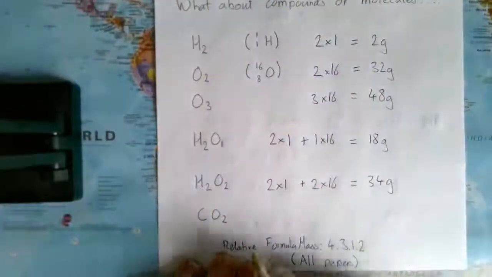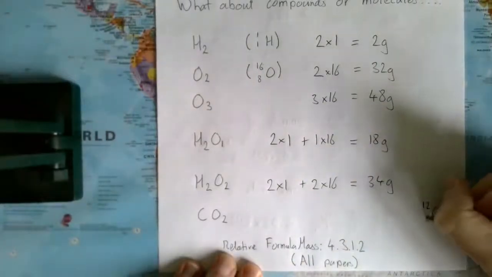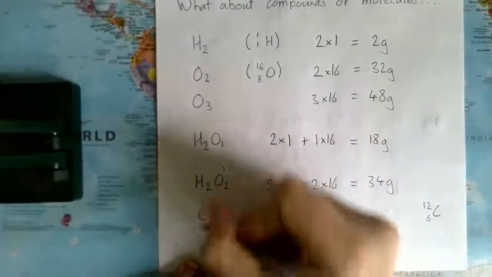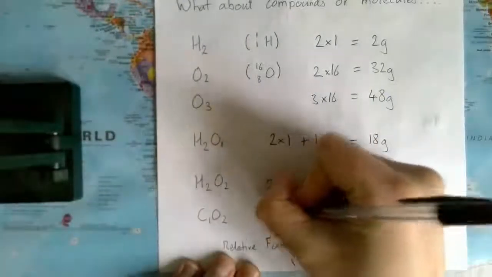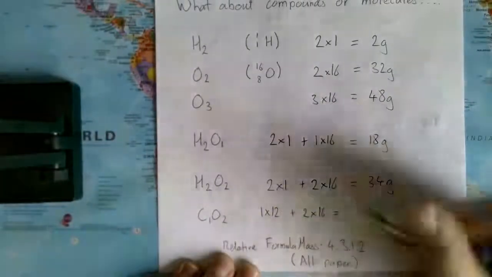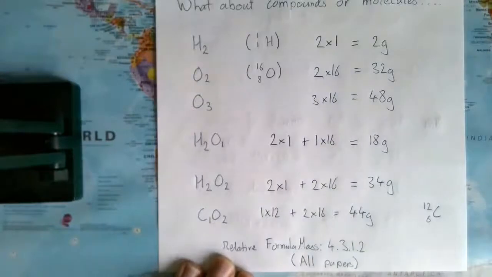One final one then to try, carbon dioxide. Carbon, as we saw earlier, is 12. There's no number there, so it means 1. 1 times 12 plus 2 times 16, 32 plus 12 is 44 grams. And that's it. It really is that simple.